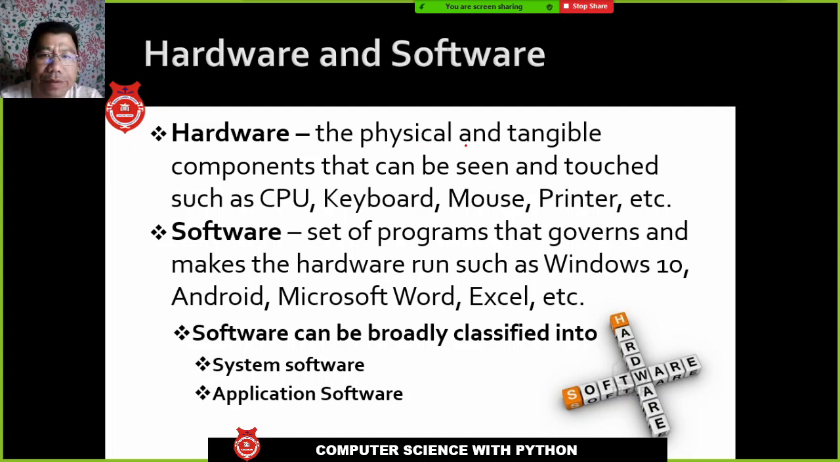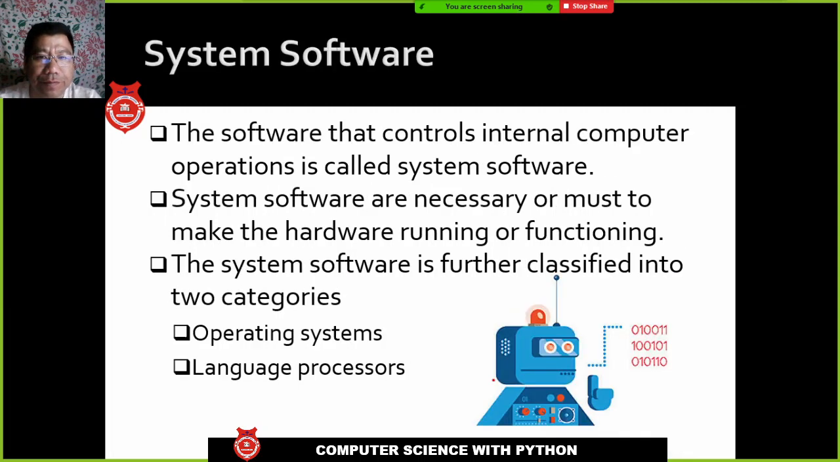in lecture 1. Hardware is the physical and tangible component that can be seen and touched, such as keyboard, mouse, printer, etc. Software is nothing but a set of programs that governs and make the hardware run, such as Windows 10, Android, Microsoft Word, Excel, etc. are all these software. Okay. So software can be categorized into two groups, that is the system software and application software, and we are going to study in details these different types of software.